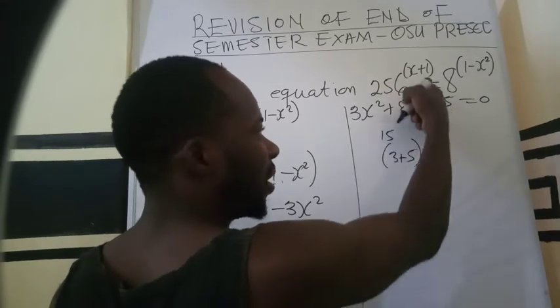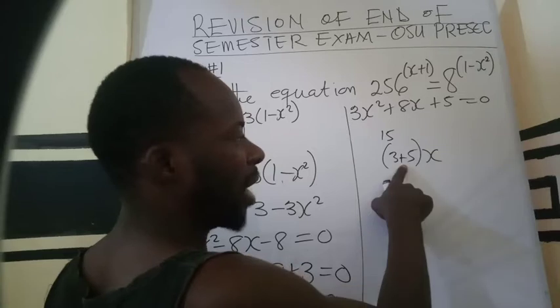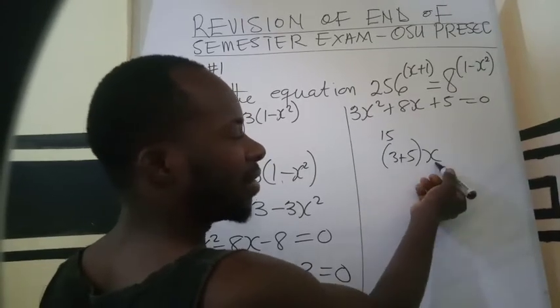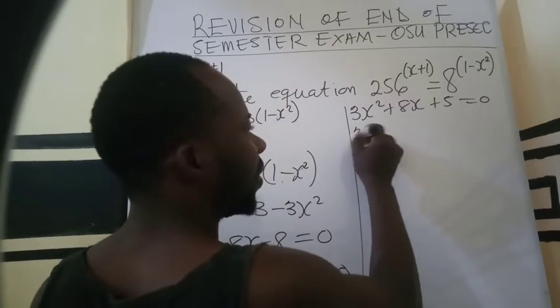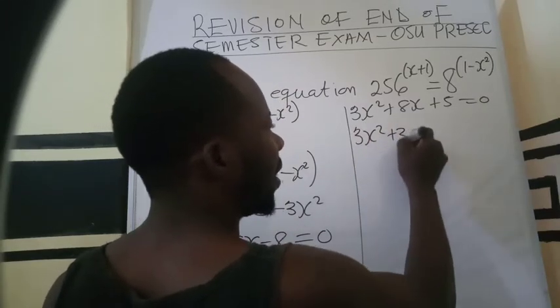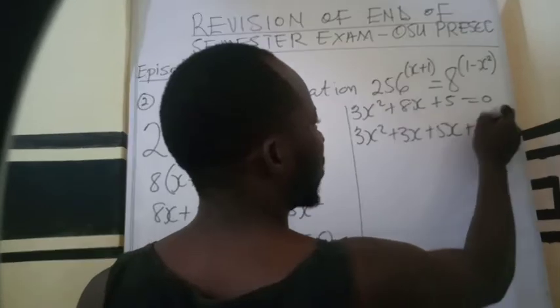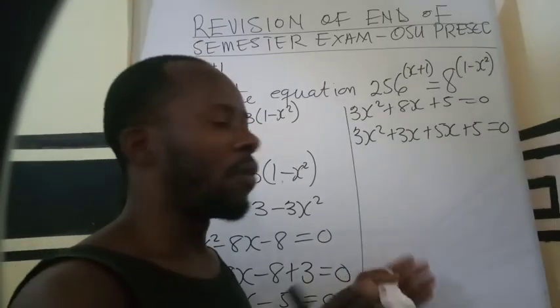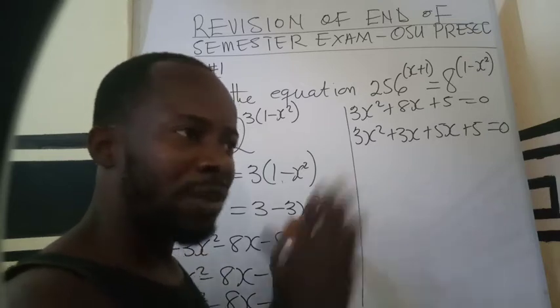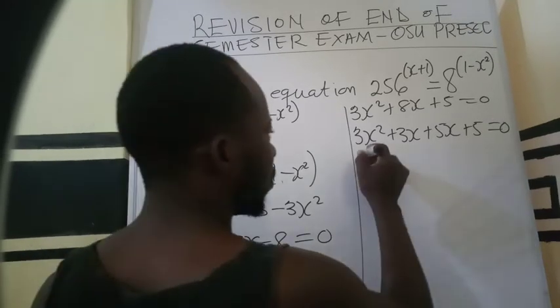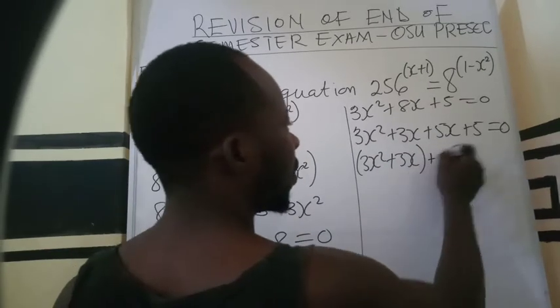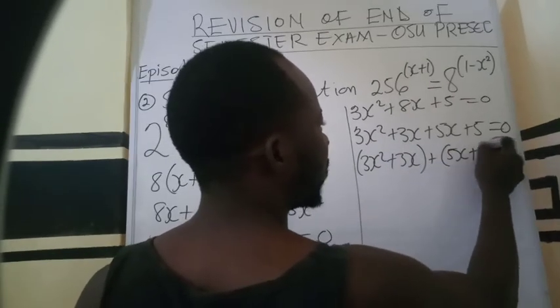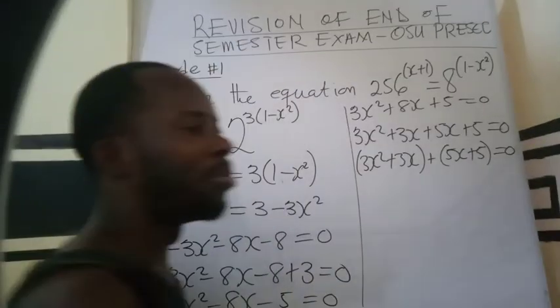But 8 is already having a variable of x. So we multiply it. We know when they expand, the 3 will take the x. The 5 will also take what? The x. So in this case, we have 3x squared plus 3x plus 5x plus 5 equals what? 0. So a quadratic equation of 4 terms. We group them first 2 and the last 2. So 3x squared, 3x in one bracket, 5x, 5 in another bracket.